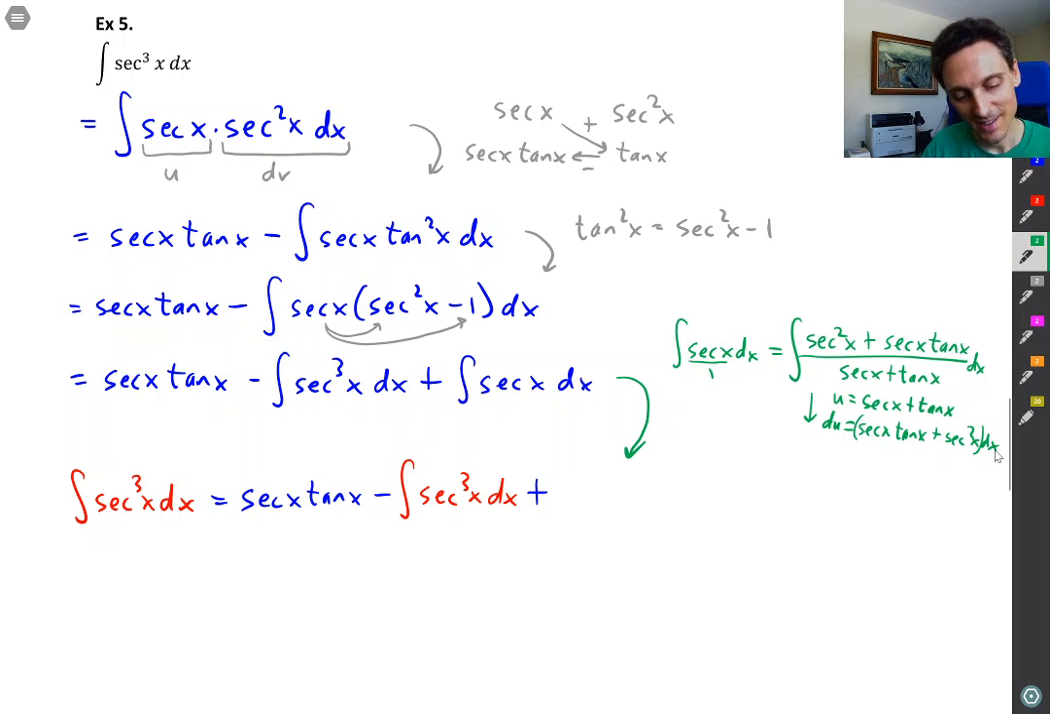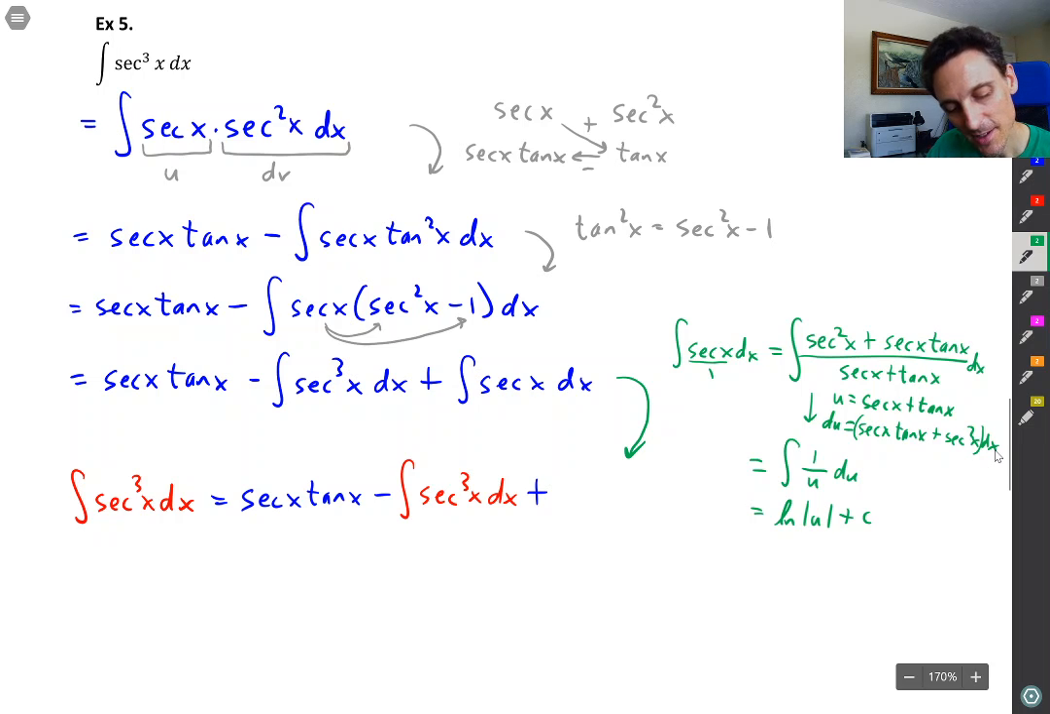Definitely tricky. I will agree with you there. It's tricky. But doable at the same time. So here we're going to have 1 over u du. So this is ln absolute value of u. Technically there's a little plus c here. And then we have ln absolute value of secant x plus tangent x.